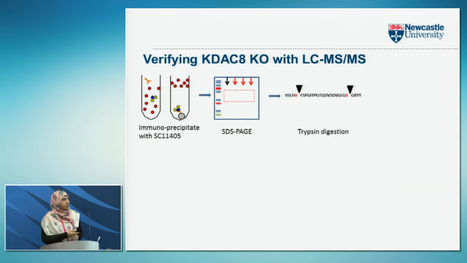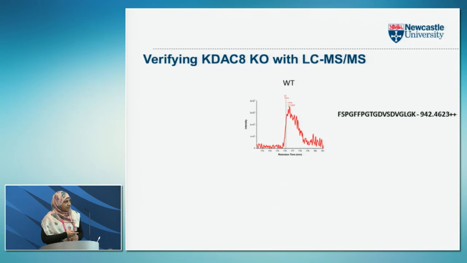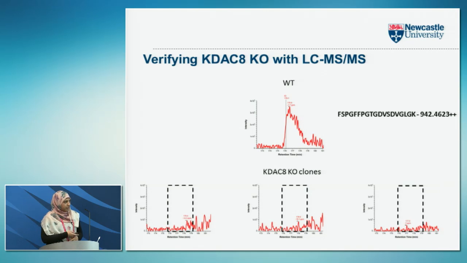These proteins were trypsin digested and then run on the LC-MS machine. And from this, we detected unique KDAC8 derived peptides in the wild type, but in none of the knockout clones. So now we were happy that the protein had indeed been knocked down.